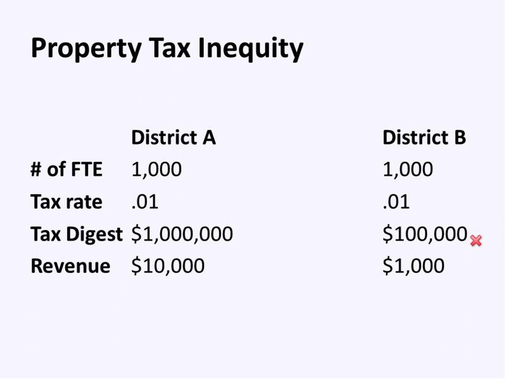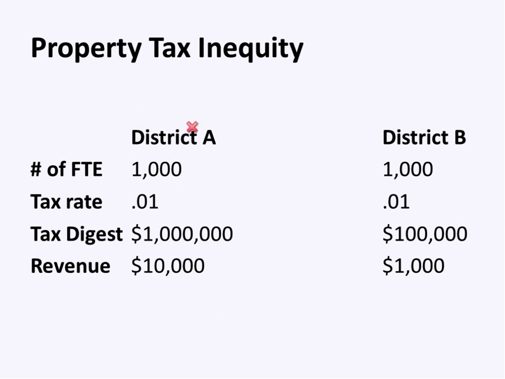So the point is, look at what the outcome is. When you take the tax digest and multiply it by the rate, District A has $10,000 available to spend for its schools, and District B, when you take their tax digest, which only consists of $100,000, and multiply by the same 10% rate, they only have $1,000 available to support their students. So this is a problem, this is a challenge on what to do about this.